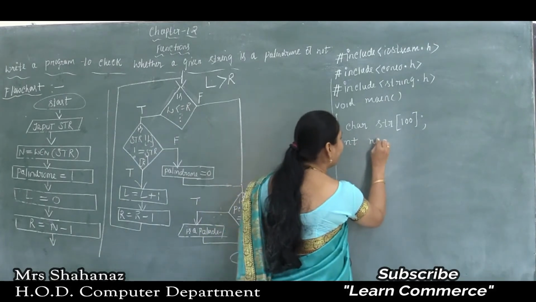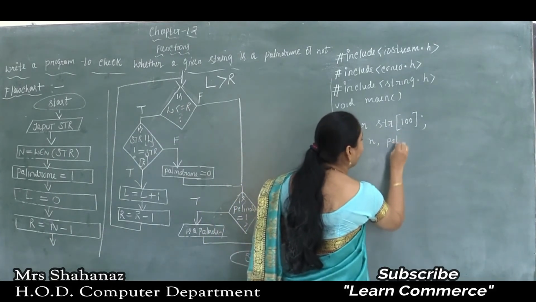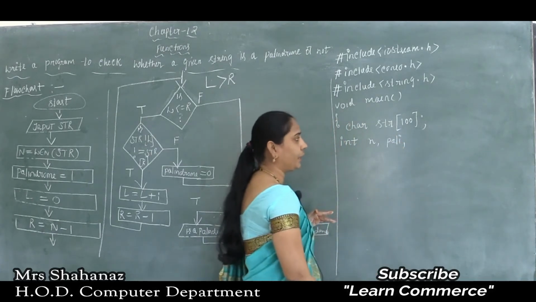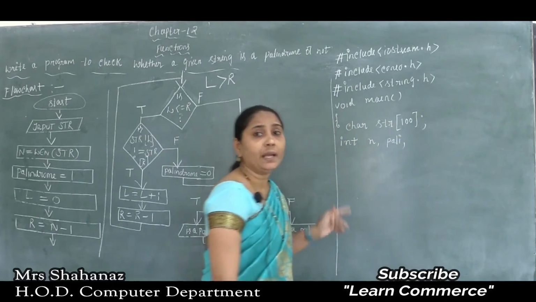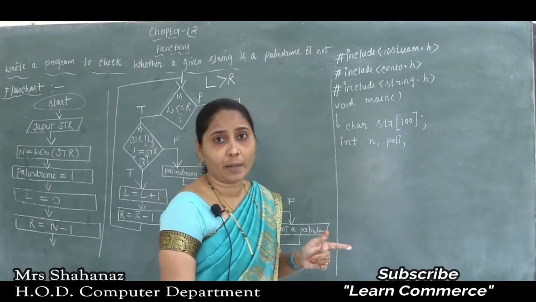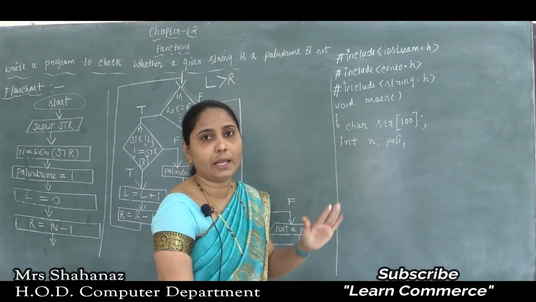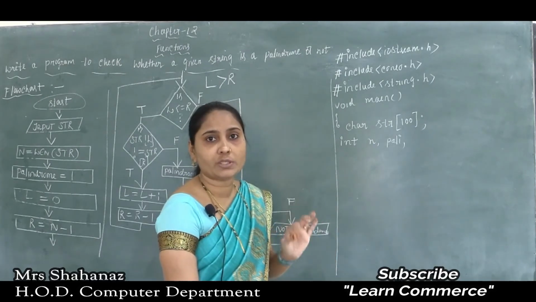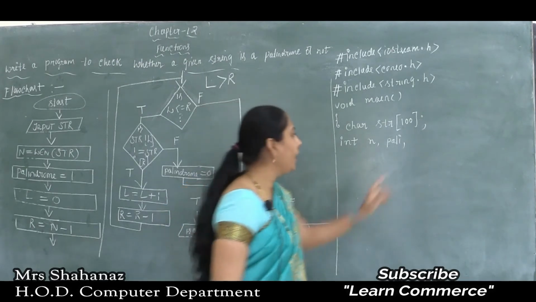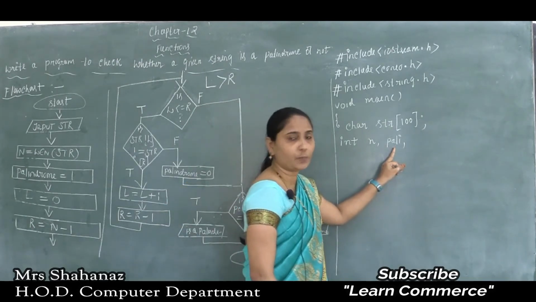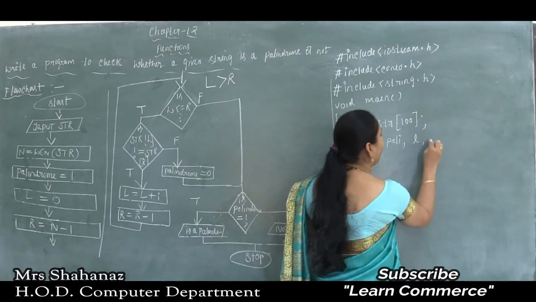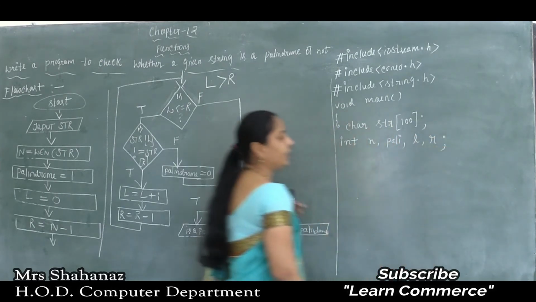So I am using n. The second variable name is pali, that is equal to palindrome. It is a very lengthy name, so I think it is better to use a smaller one in a simple manner, that is pali. Clear this point? And later I am using L, and I also want to use the variable r.